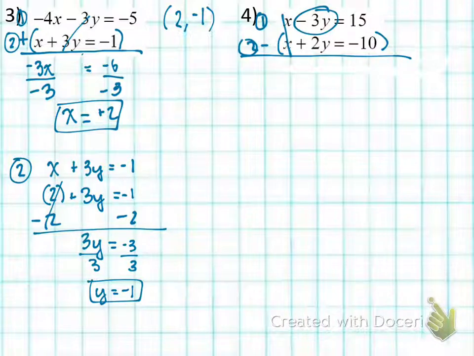Negative 3y minus positive 2y is negative 5y, right? 15 minus a negative 10 is... When you subtract a negative, you're really adding, right? So what's 15 plus 10? 25, good. Divide both sides by negative 5.